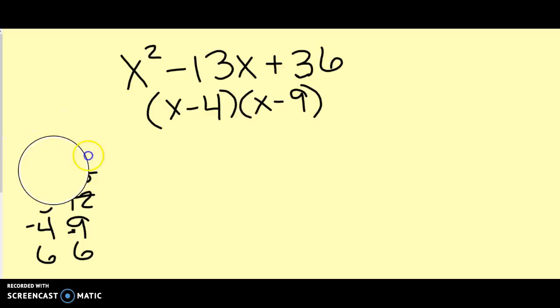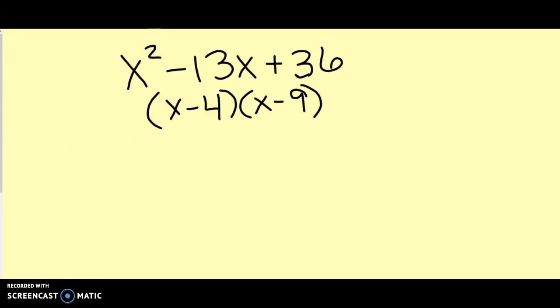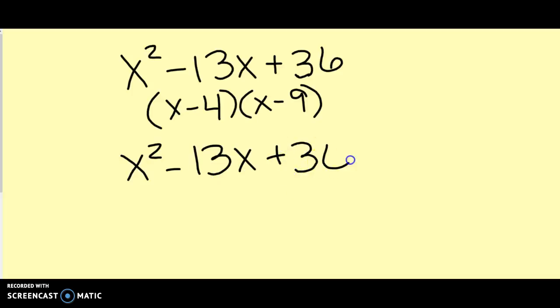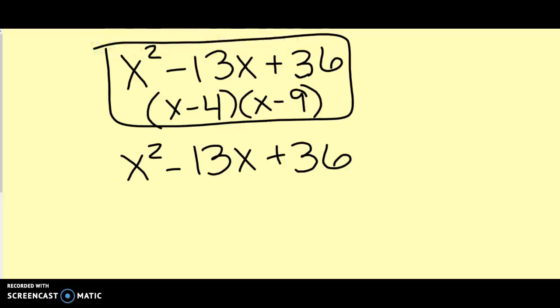Now, if you wanted to practice it with a box, because you're going to be doing that for most of them, what you would do is you've got your polynomial again. So we're doing it completely different. We're done with this, don't think about it. You still have to figure out the factors of 36 to add up to negative 13. Same thing, and you come up with the negative 4 and the negative 9.